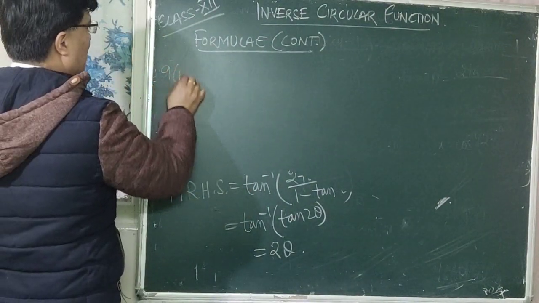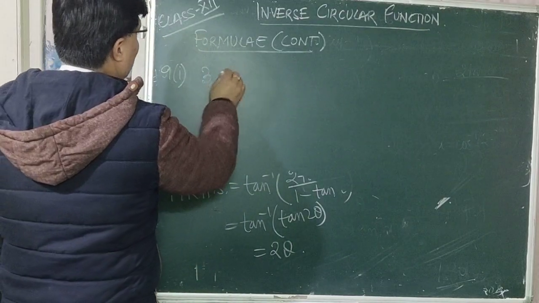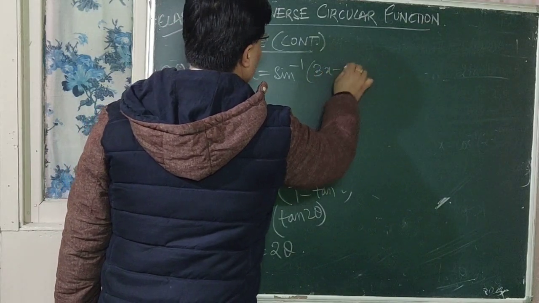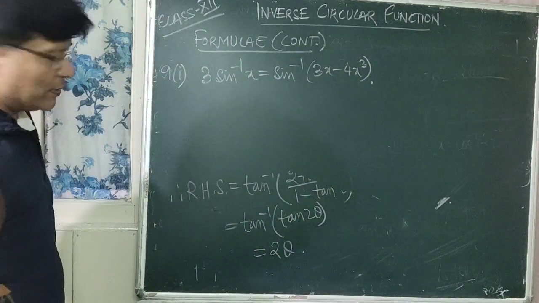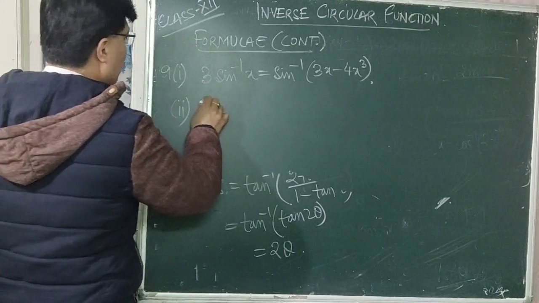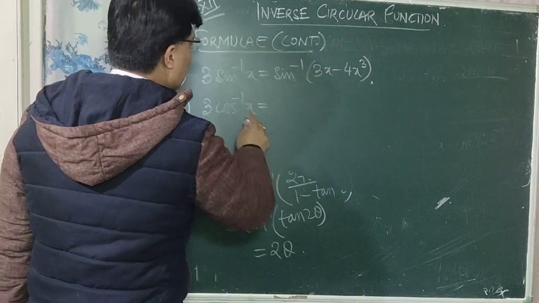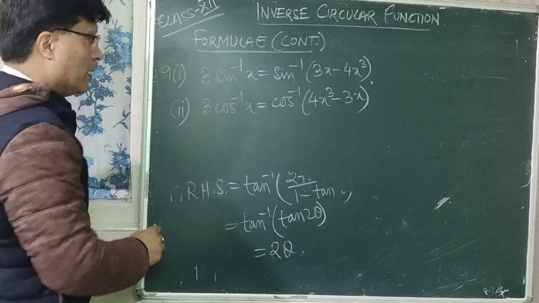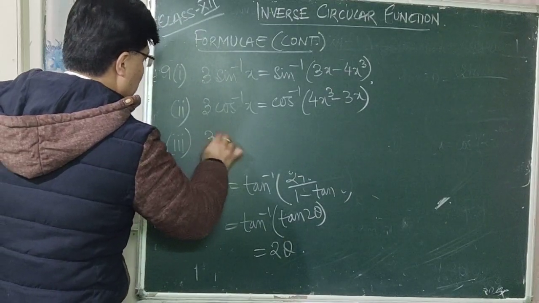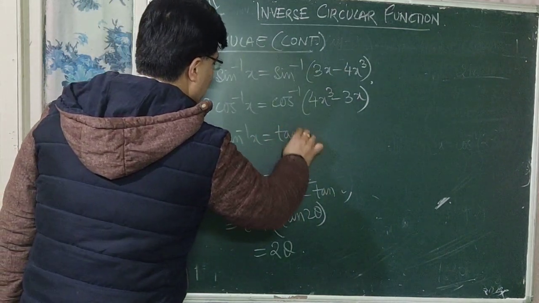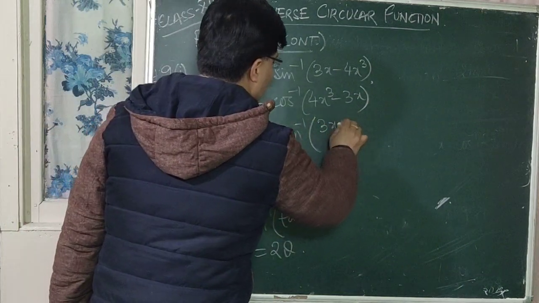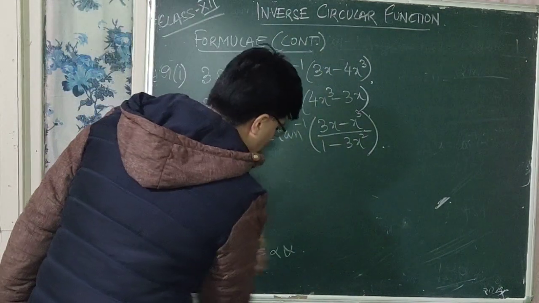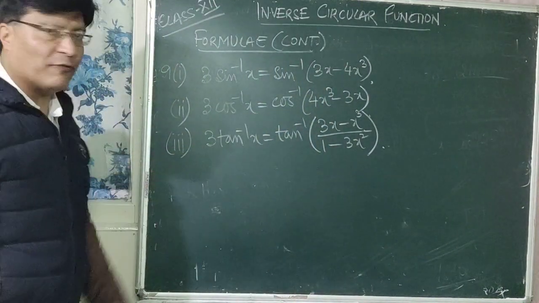So now next 9 number 1 formula. Okay? 3 sin inverse x is equal to sin inverse 3x minus 4x cube, right? Number 2 formula is 3 cos inverse x is equal to cos inverse 4x cube minus 3x, and number 3 formula is 3 tan inverse x is equal to tan inverse 3x minus x cube divided by 1 minus 3x square, right? So let us prove it. Now we will prove all these 3 formulae, so you can copy it.